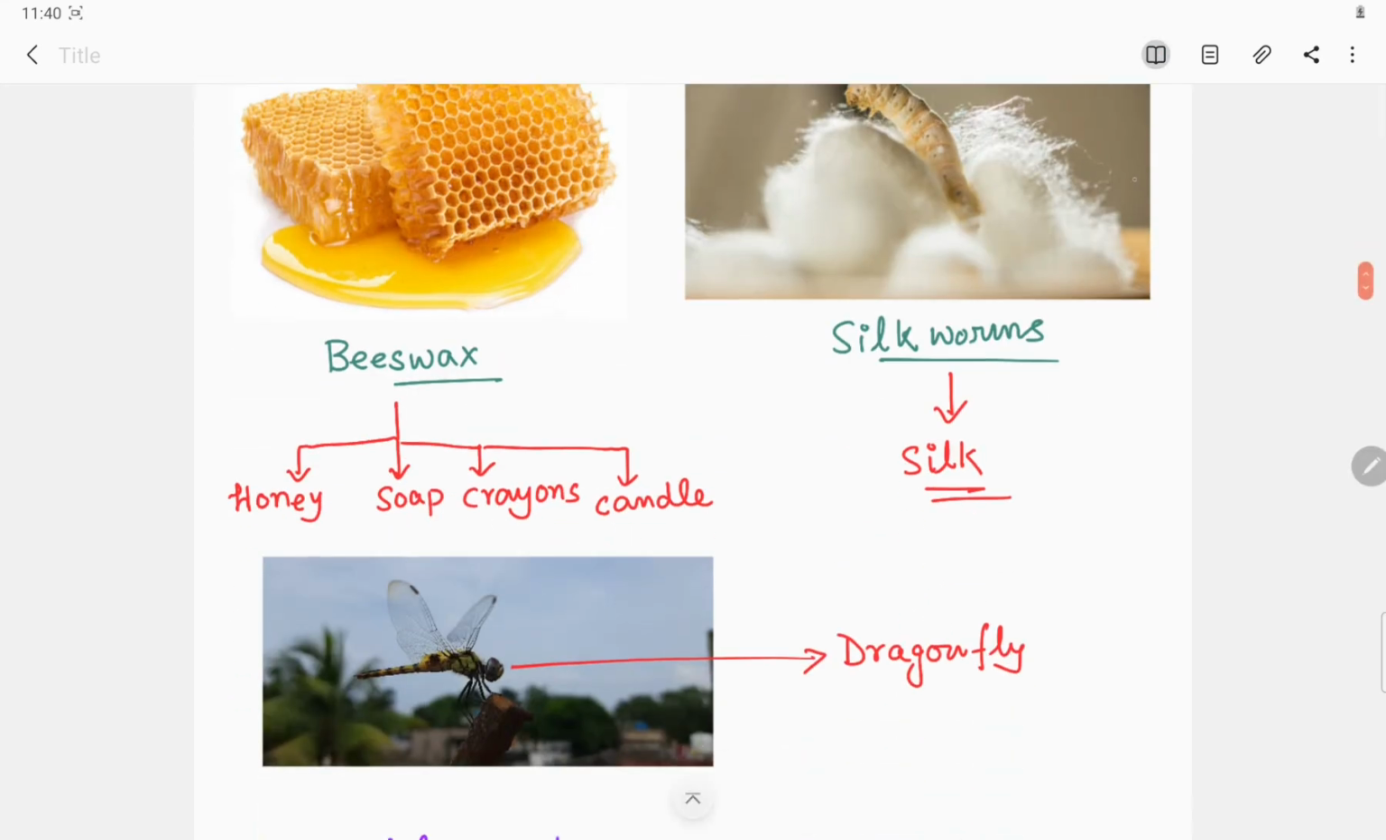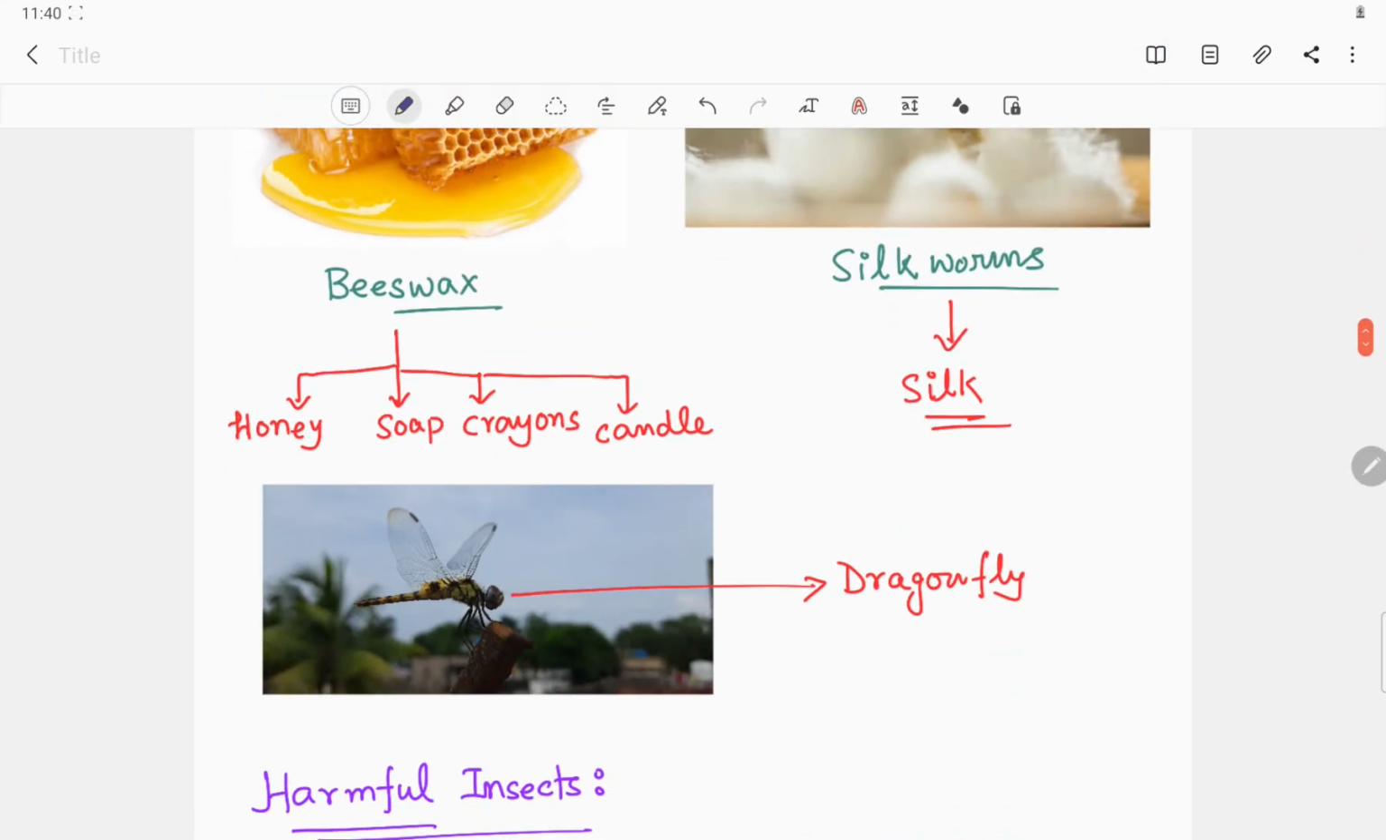There is another most charming flying insect. It is the dragonfly. Why are they charming? They don't sting or bite. They don't even carry germs or disease, right? And they help in keeping the number of mosquitoes under control. That's why they are the most charming flying insects and useful insects.